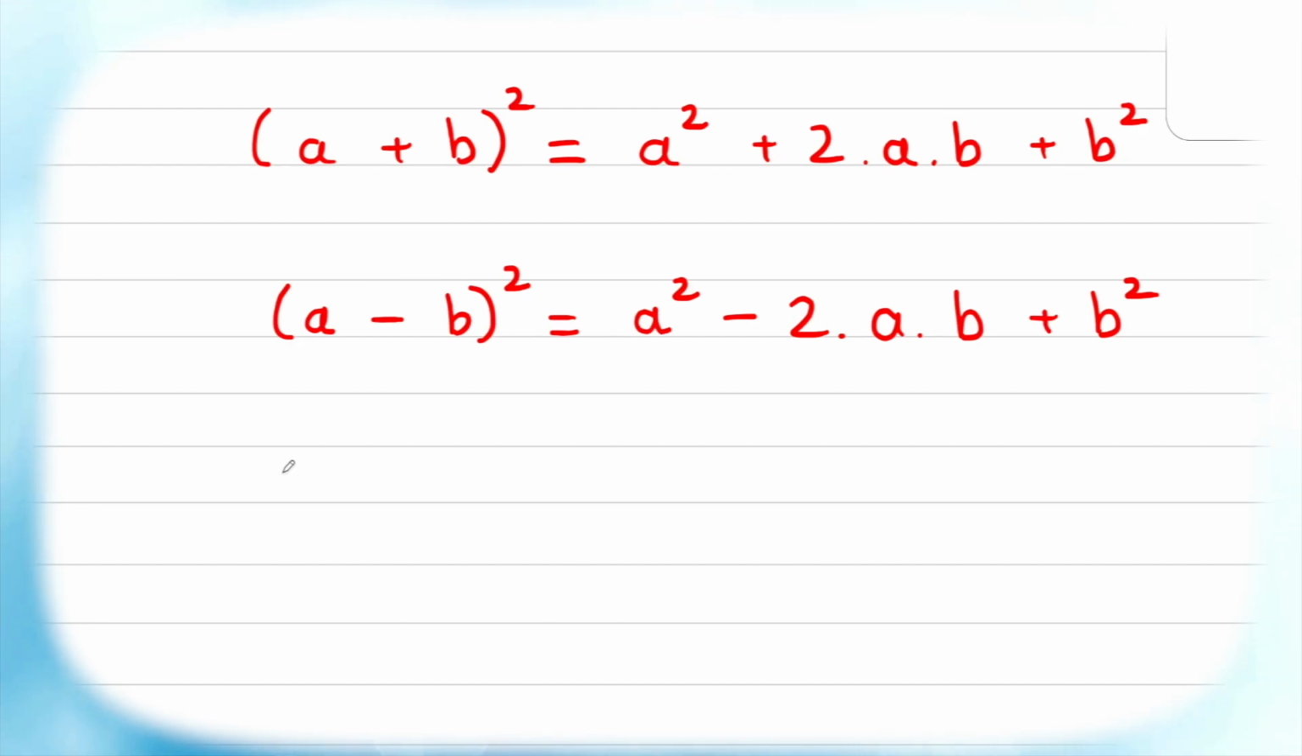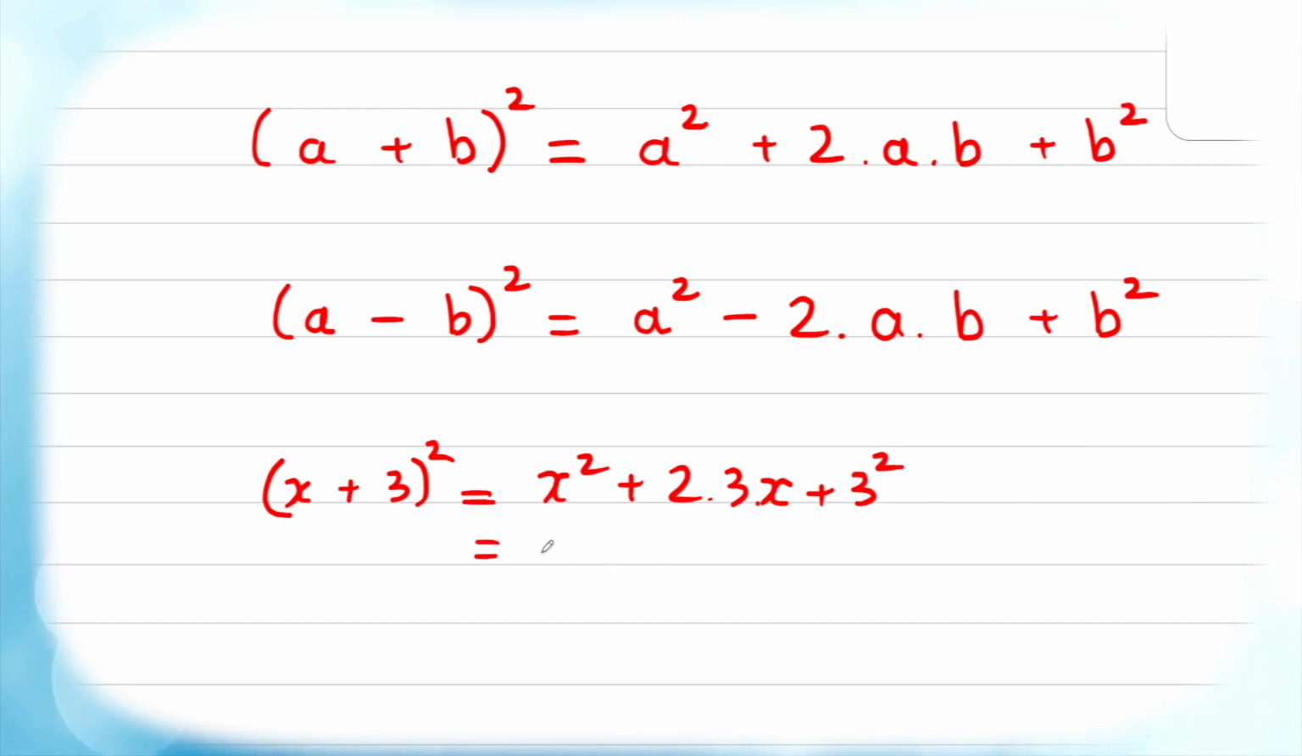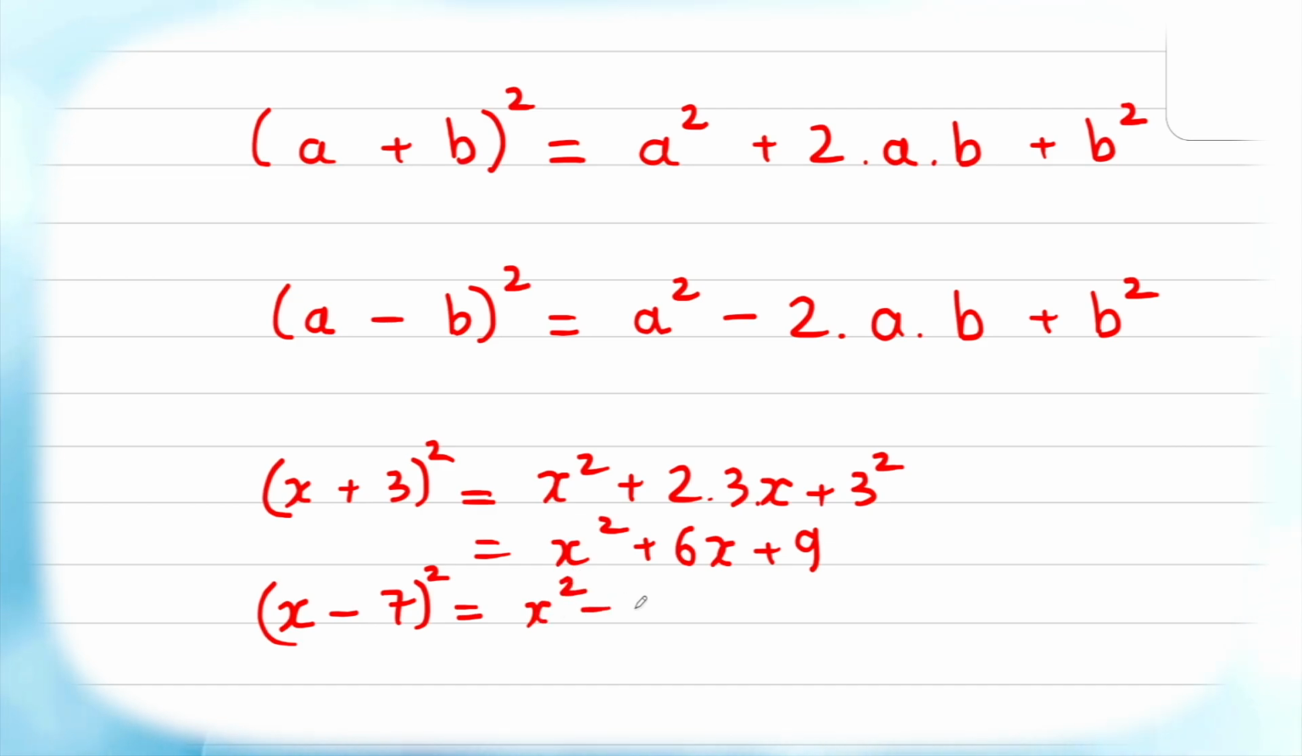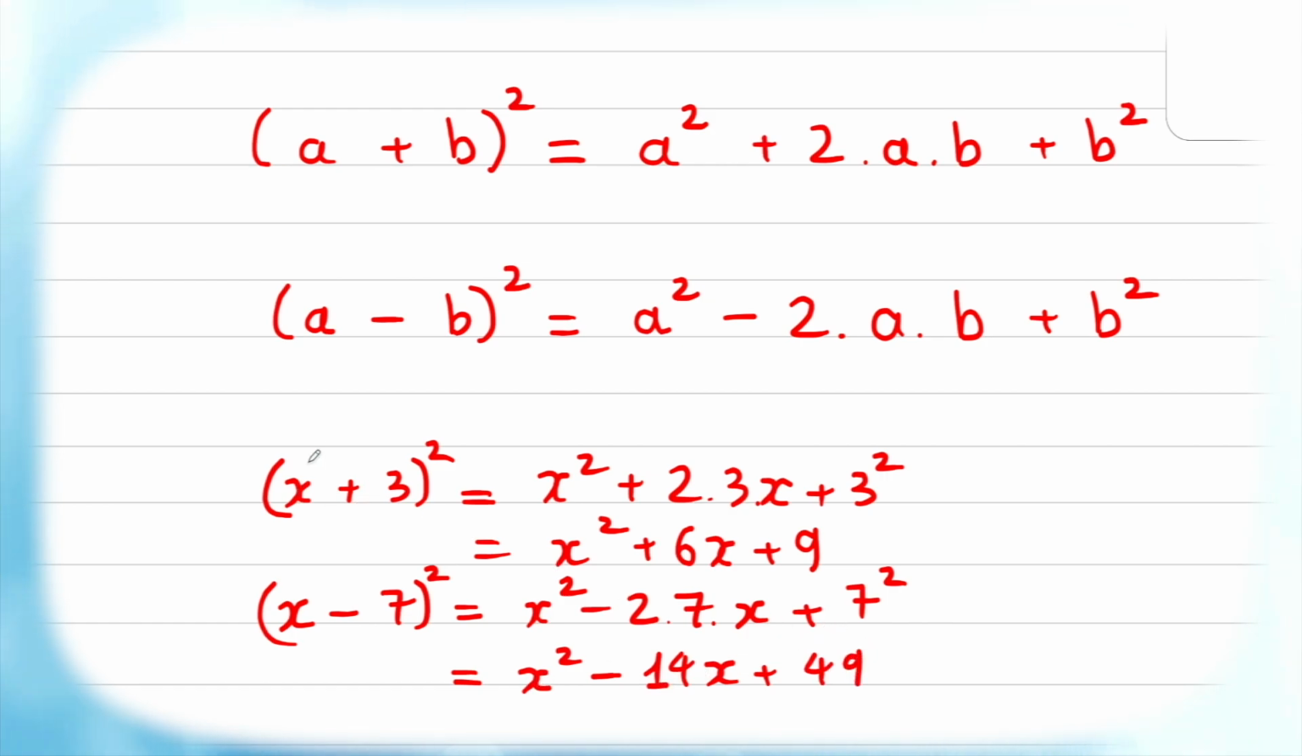So for example, (x plus 3) in the bracket and squared outside, you get x squared plus 2 times 3 times x, and then 3 squared. Simplify this, we have this form plus 9. The next one, you have (x minus 7) squared, which is x squared minus 2 times 7 times x and plus 7 squared, so minus 14x plus 49. Yeah, this is about x.